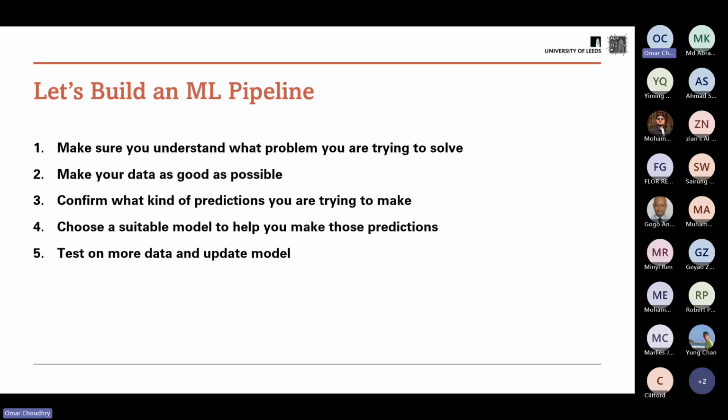The final thing is that when it comes to building a machine learning pipeline, we essentially have these 5 main steps. The first step is making sure that you understand what problem you're trying to solve. Because sometimes machine learning and AI is not the most suitable solution. Even though we like to talk about AI and it might be nice to make something that uses it, sometimes we can use a much simpler model and we don't have to use something so complicated. You want to make sure that your data is as good as possible, and that involves collecting and processing it, etc.